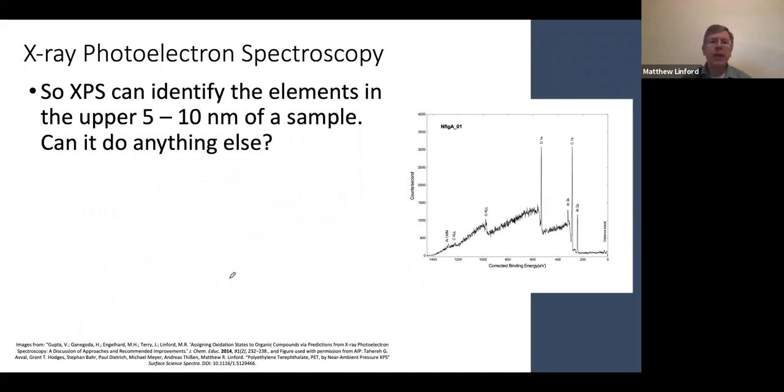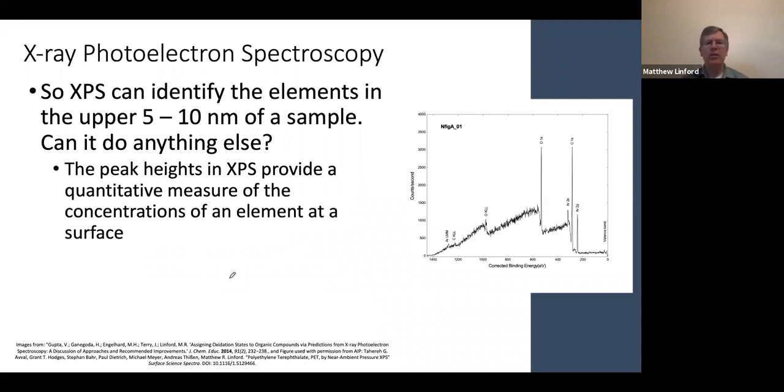So we asked the question before, what else is XPS good for? It's really important to know what the elements are at a surface, but what else can XPS do? Well, it turns out that XPS is quantitative, and that's really important. This means that very often you can say quantitatively how much of a particular material you have at a surface.